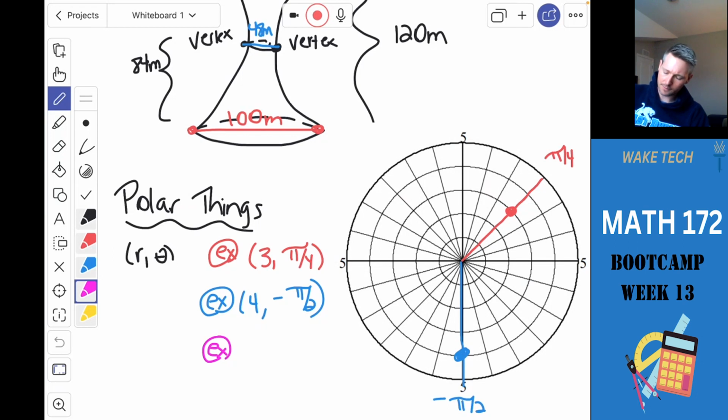Okay, so I'm going to write down one more. What if we needed to plot the point -5, pi? I'm going to give you just a second, not long, but give you some time to try plotting that point on your own. We'll talk about it in just a moment, and then we'll actually move on and look at some graphs, a couple of graphs.